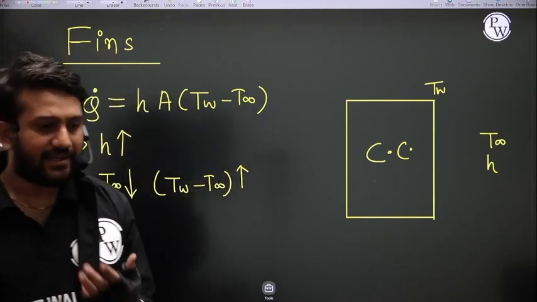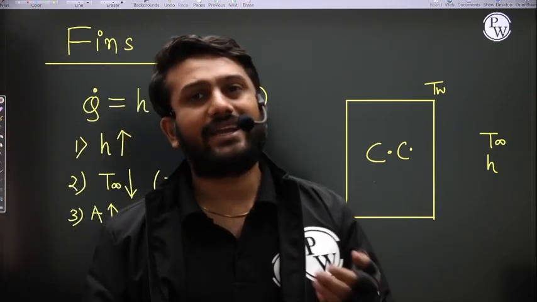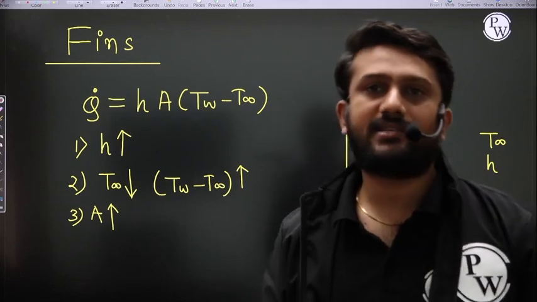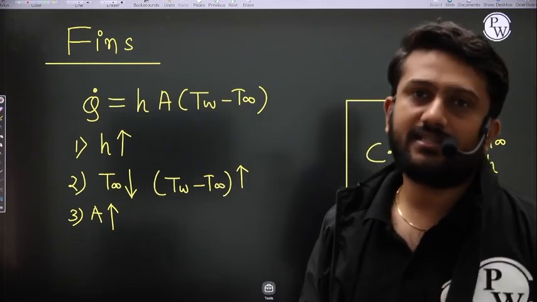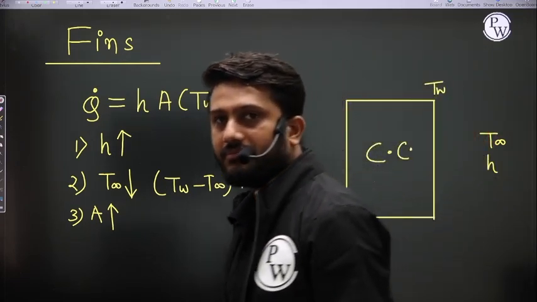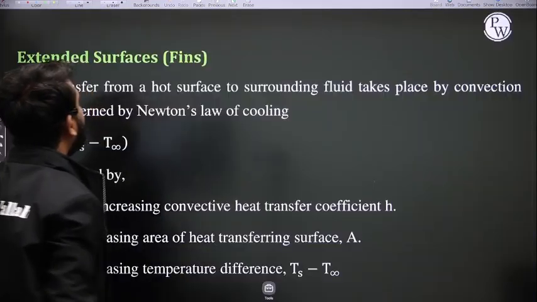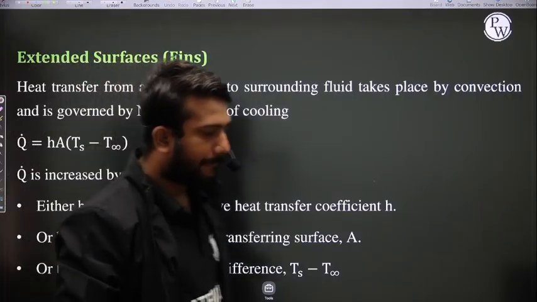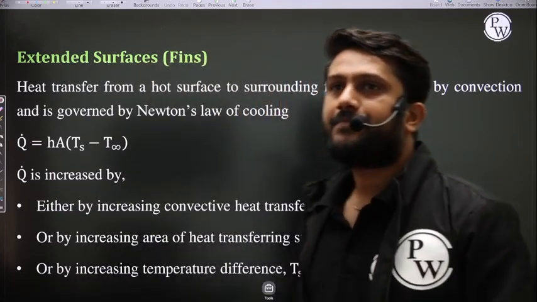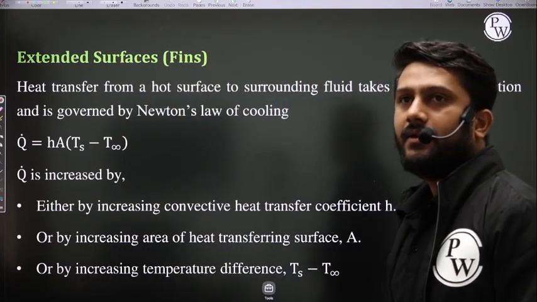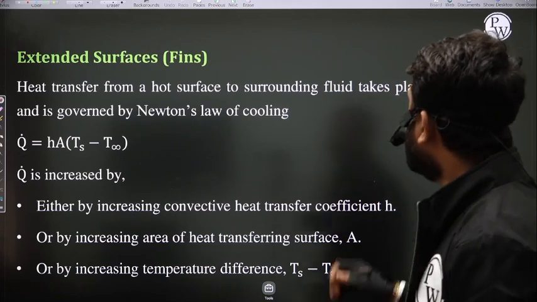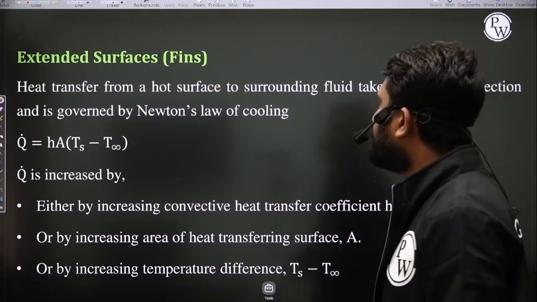The first, by increasing the H. Second, by decreasing the T infinity, so that TW minus T infinity should increase. And third is by increasing the area. Is it fine? But now see this slide.